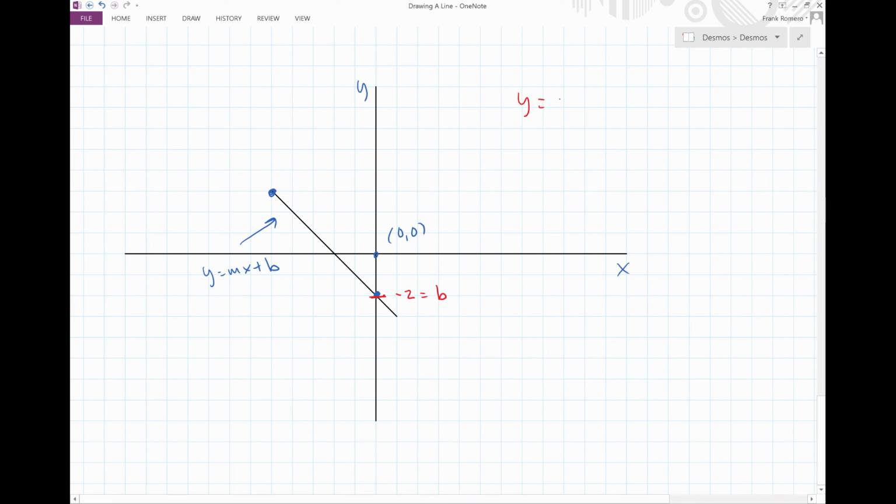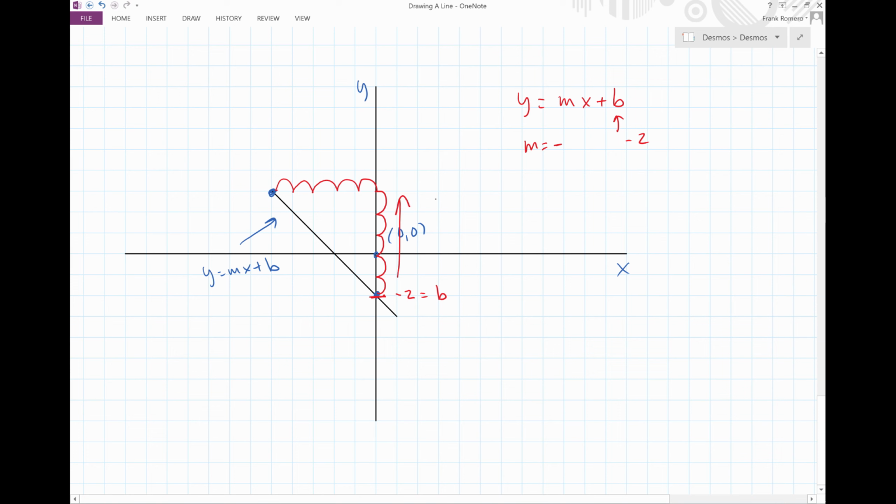y is equal to mx plus b, right? The y-intercept we know is -2. But what about the slope? I think we can take care of that. We know that the slope is going to be a negative number. But what is that negative number? Let's find out. So we go 1, 2, 3, 4, 5, and then 1, 2, 3, 4, 5.